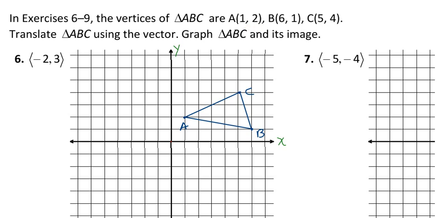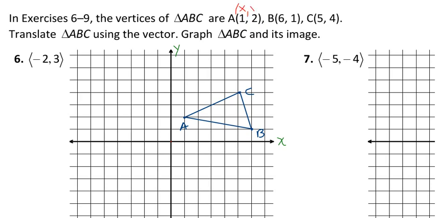So each point is in the form X, Y. So if I want to draw this point, which I already did, I look at positive 1 on the x-axis and positive 2 on the y-axis. So on the x-axis, positive 1 is here. On the y-axis, positive 2 is here, and that's why point A is here, at the intersection of x1 and y2. The same thing with point B.